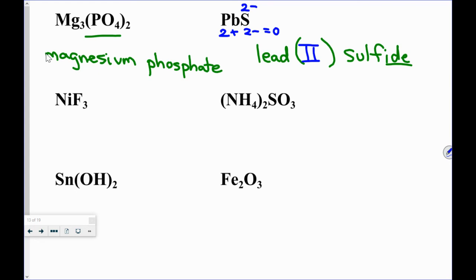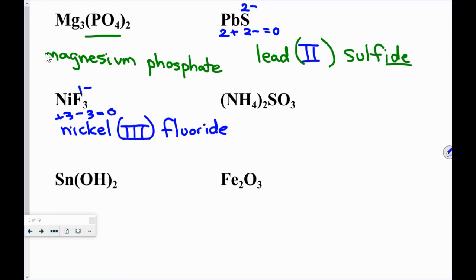Let me do another one. Here's Ni. Ni is nickel. Nickel can be +2 or +3, so it needs Roman numerals. F stands for fluoride. All right, if I work backwards, I know F is always -1. That means my total negative is -3. That means my total positive has to be +3. So for this example, nickel has to be Roman numeral 3.